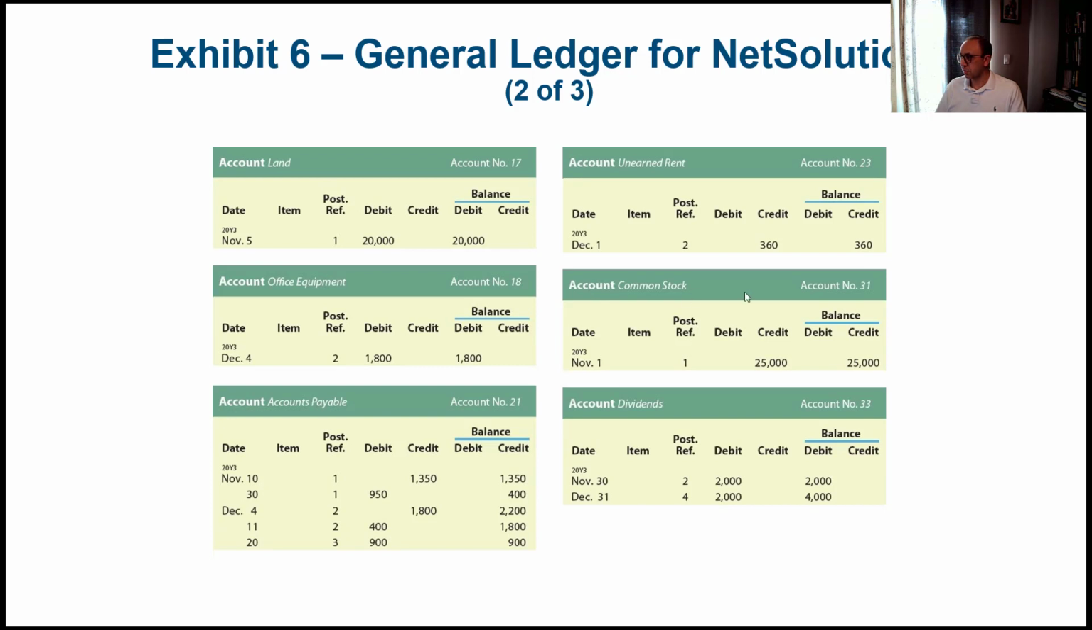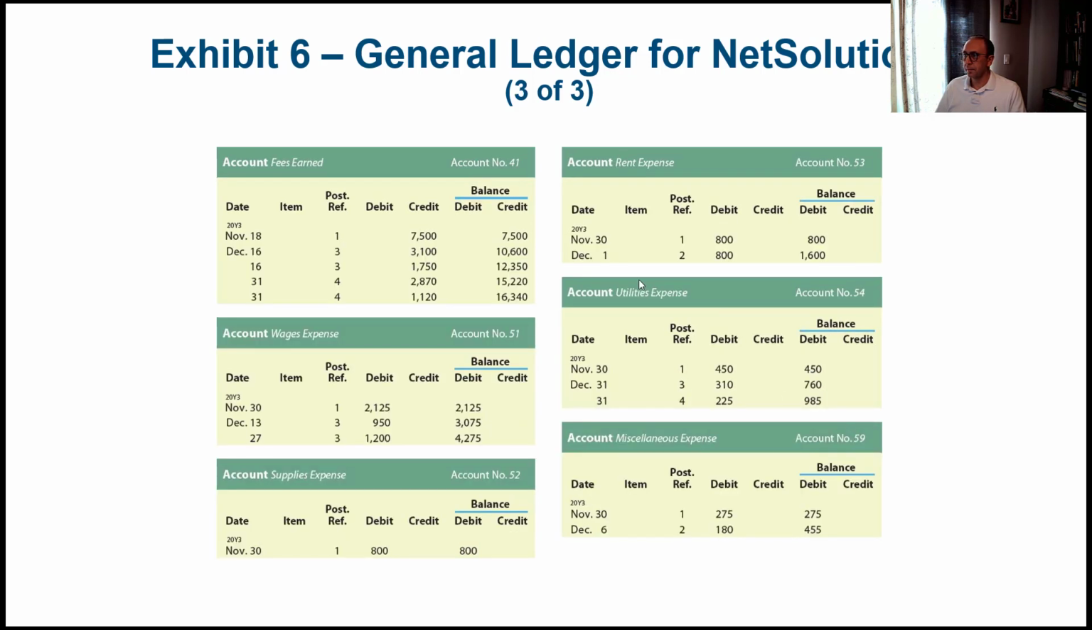Then we have common stock, which is a stockholder's equity, and this has a credit balance of 25,000. We have dividends. Dividends, remember, starts with the letter D. It's a debit, and that's why it's always recorded on the debit side here. Then we have fees earned, which is a revenue, and revenues always have a credit balance. Wages expense, supplies expense, rent expense, utilities expense, and miscellaneous expenses. All of these are expense accounts, and they always are on the debit side with their balances.